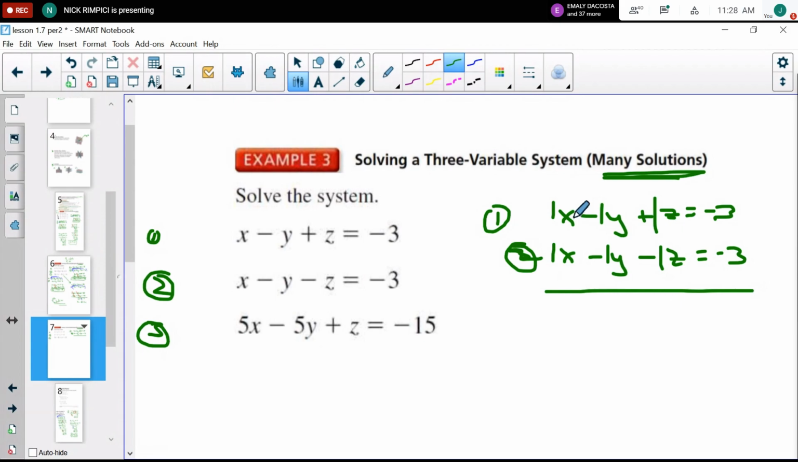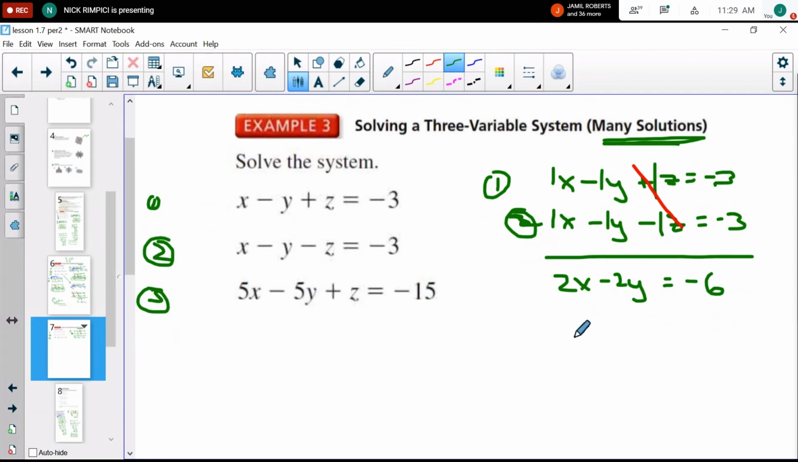If I add it together, 1x and 1x is 2x. Negative 1y and negative 1y is negative 2y. And look at this, the positive 1z and negative 1z cancel out, so I'm happy there. And when you add -3 and -3, you get -6. So that's statements 1 and 2, and by picking them, we got rid of z.